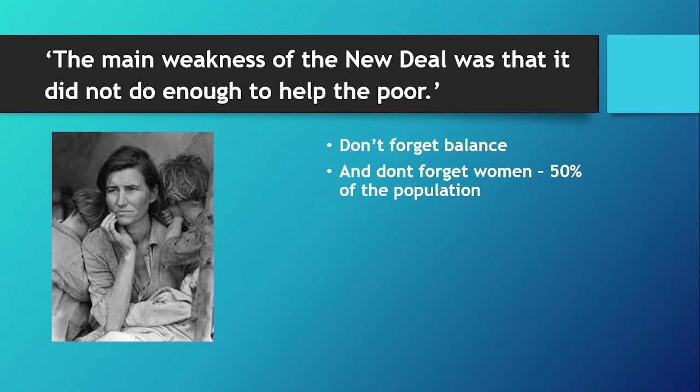The main weakness of the New Deal was that it did not do enough to help the poor. How far do you agree with this statement? Well, here I would focus on the poor tenant farmer, the sharecropper, the poorest paid workers. But there is the poor African American, often the poorest paid worker, and the poor immigrant to consider too, and poor women, 50% of the population.